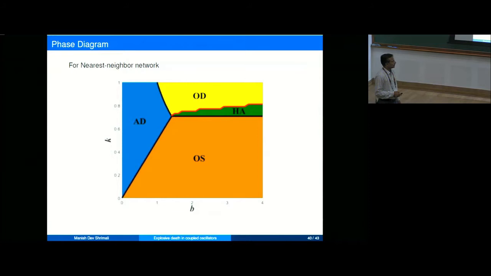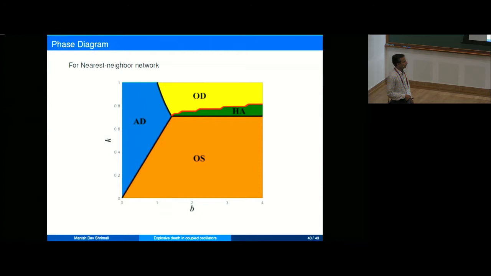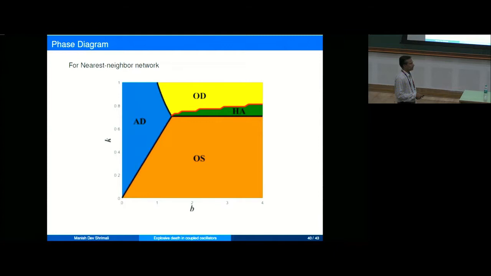So if you look at the phase diagram for the nearest neighbor network, B is the van der Pol oscillator parameter, and K is the coupling strength. Here you can see that when you are increasing the coupling strength, the system is going from oscillatory to the death state. And for a particular value of B, which is the critical value here, the system goes to this OD state, and this transition is a discontinuous transition as compared to the transition observed from oscillatory to the amplitude death state.